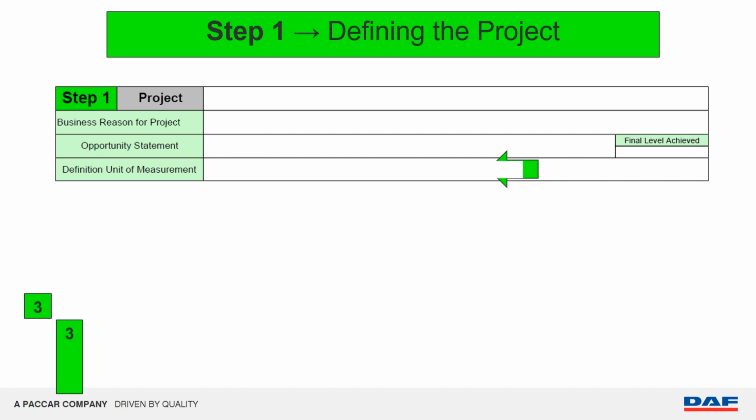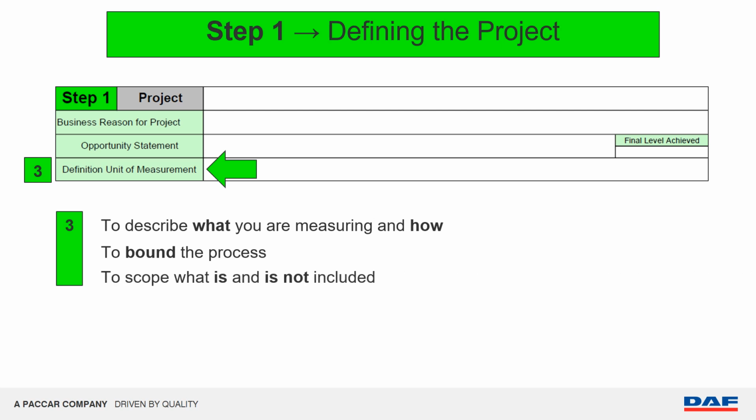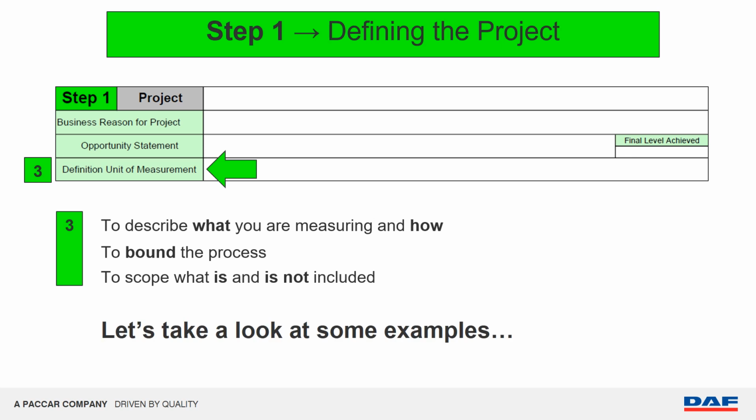The definition unit of measurement is used to describe what you will be measuring and how. It's also to bound the process you are investigating and to scope what is and is not included in your measurements. Let's take a look at some examples.